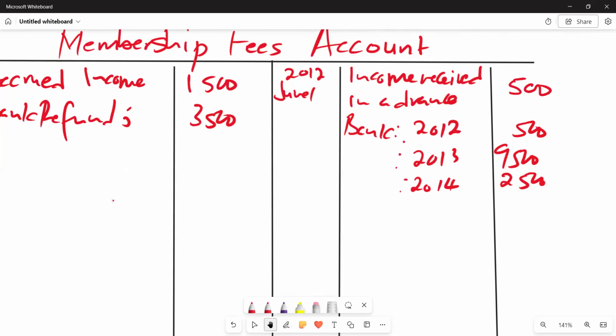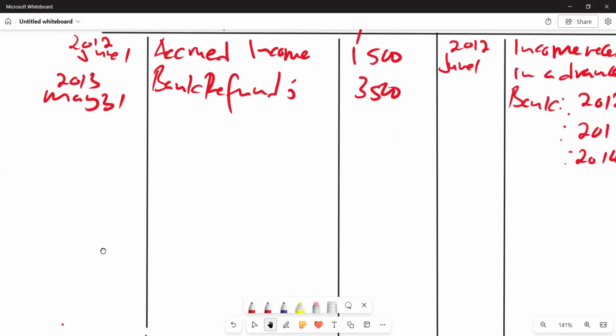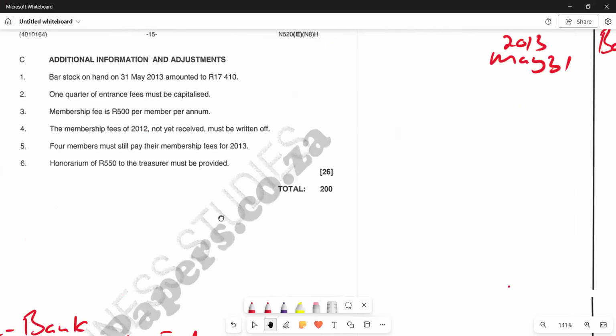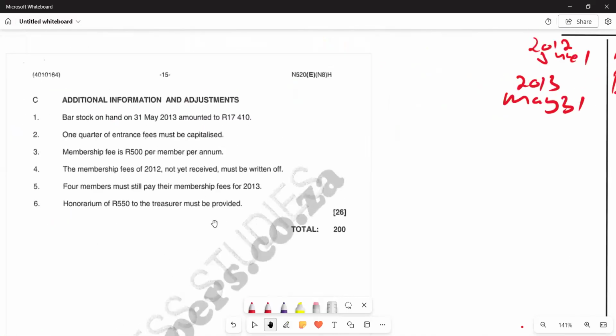And then we are seeing that we have exhausted everything in the receipts and payments account, but obviously we also have the additional information. So let's look in the additional information for anything that is affecting our membership fees account. Right, let's go to item 4. Membership fees of 2012 not yet received must be written off.